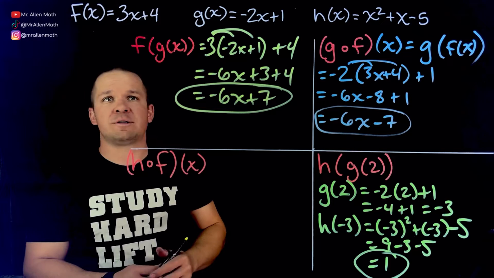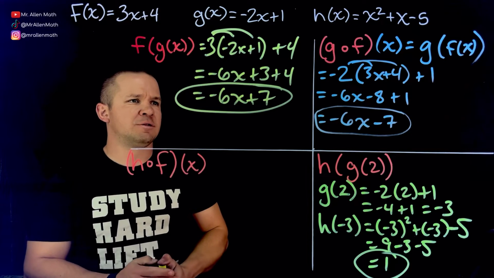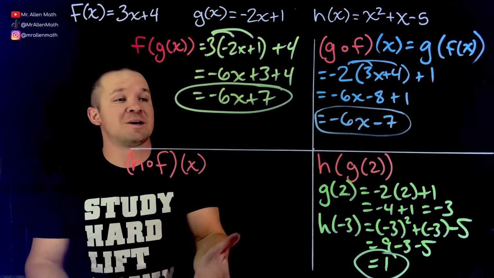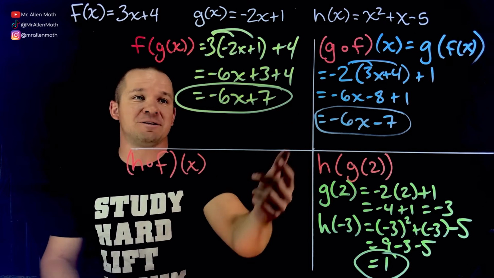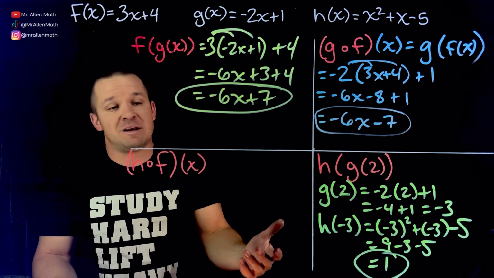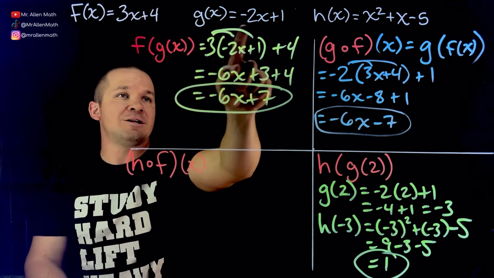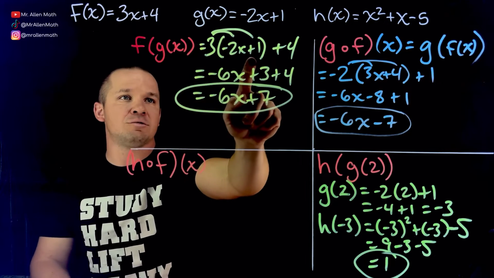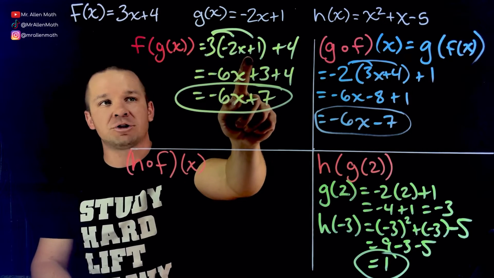Very similar. That's oddly similar. That's super darn close. It's kind of cool. It's crazy. I don't know. It's a coincidence that they're the same numbers and one's just a +7, one's a -7. But yeah, there we go. So plug in my g of x into my f. Here, 3 parentheses, -2x plus 1 is my g function, right?